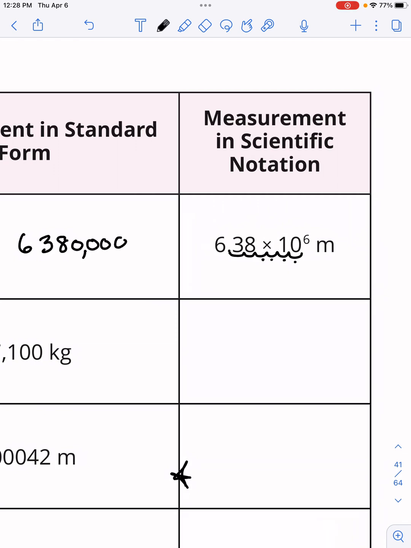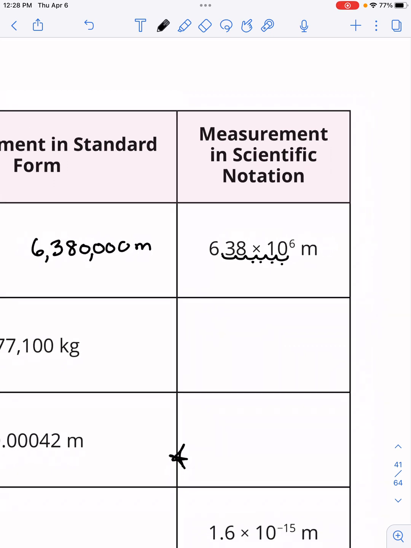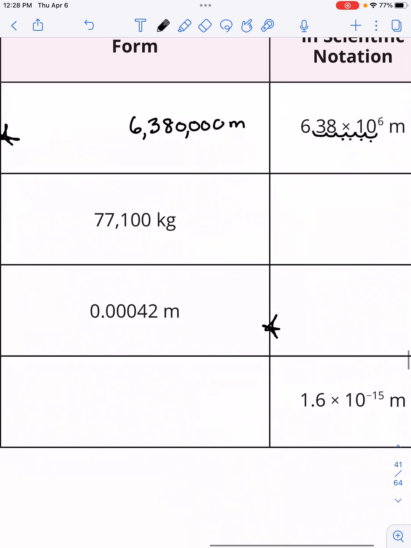From the end of the number, we're going to count every 3. Commas have nothing to do with the decimal point. The decimal point is technically right here, but you don't typically see it, so I'm going to get rid of it. All right, next one.